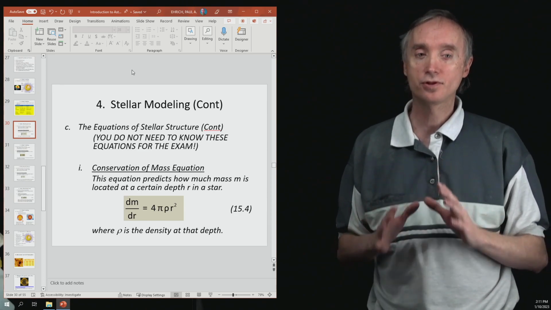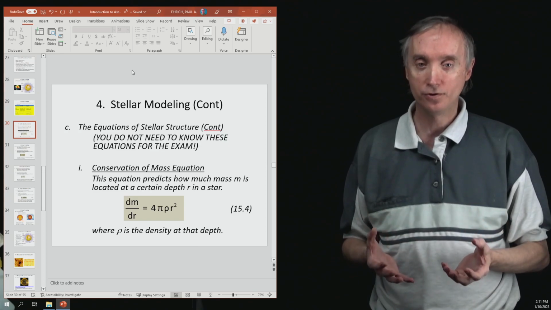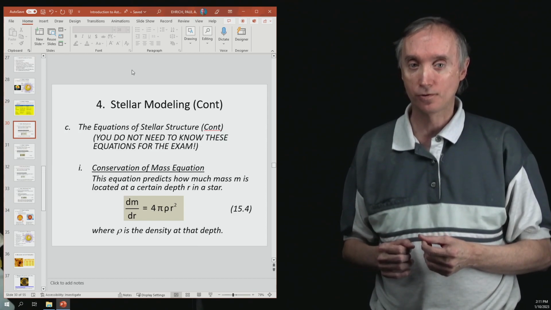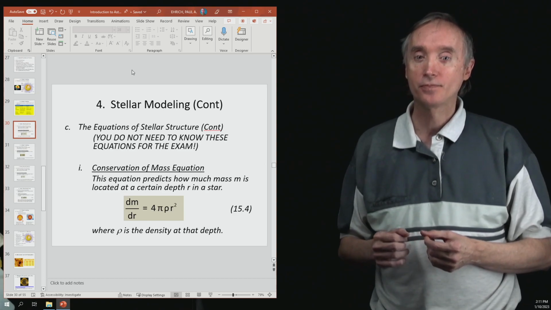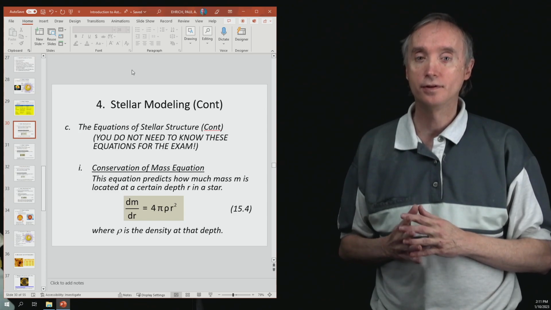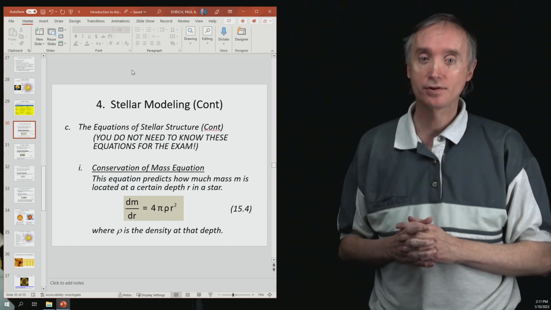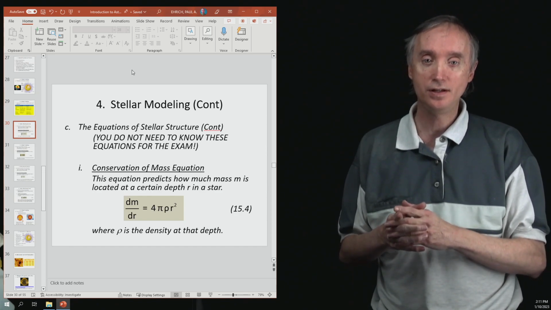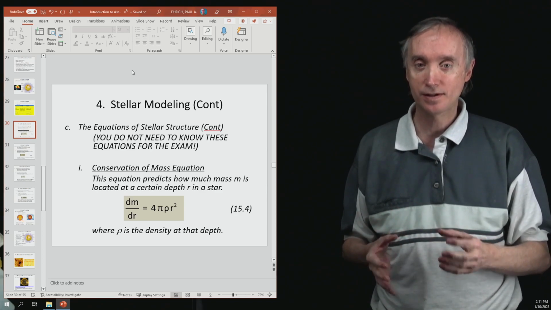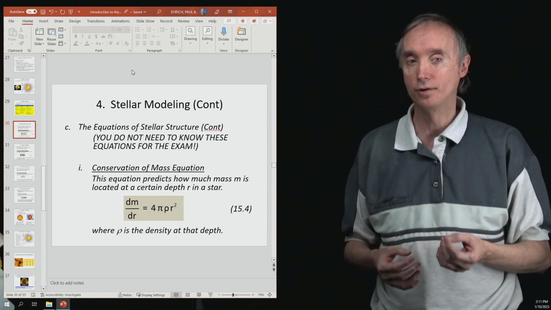Now, I'm just going to show them to you, and what I'd like for you to be able to do is at least recognize the letters that are in these formulas. Okay? Now, these formulas are written in terms of differential equations, so it's calculus. And so that d that you see there, dm divided by dr, you might get the idea that that d stands for distance, but in terms of what's called calculus, it's called a derivative.